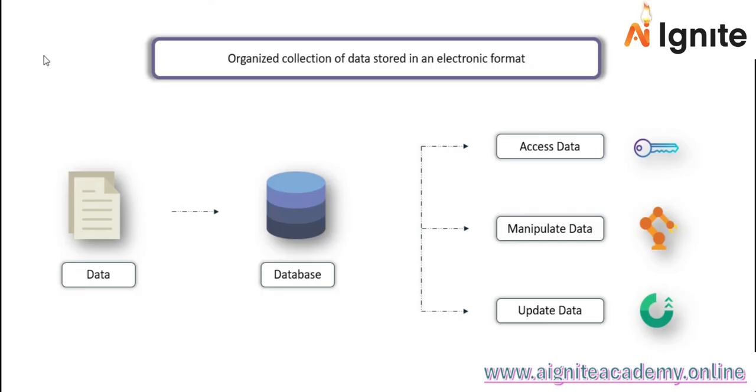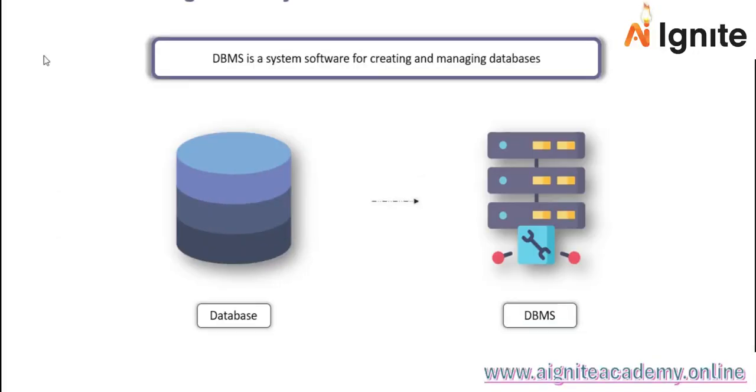So what exactly is a database? Well, simply put, it's just an organized collection of data that is stored in an electronic format. Or more specifically, a database is an electronic system that allows us to easily access, manipulate, and update the data.